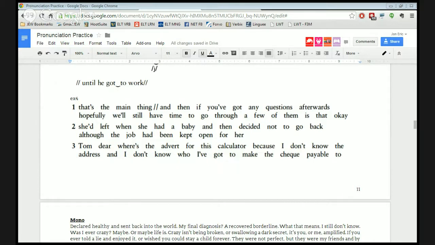Yeah. So in other words, the speech units are: and that's the main thing, 1. And then, 2. If you've got any questions afterwards, 3. Hopefully, 4. We'll still have time, 5. To go through a few of them, 6. Is that okay? 7. So in other words, there's 7 little units here.